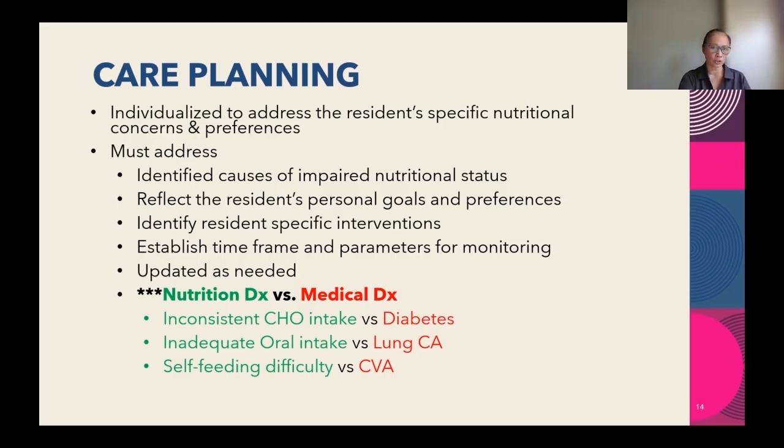What we should start seeing in a nutrition diagnosis is, instead of using diabetes, terminology such as inconsistent carbohydrate intake. Lung cancer versus inadequate oral intake. CVA versus self-feeding difficulty. So the green is what we should be seeing in the nutrition care plan and not the medical diagnosis. And again, there are so many examples, and there's actually a resource out there that I can share with the nutrition diagnosis, and it's a couple of pages.